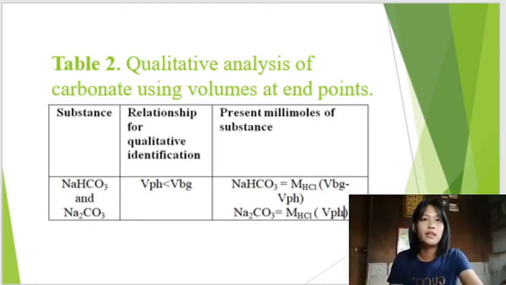Table 2 shows the qualitative analysis of carbonate using volumes at endpoints. So based on the experiment, we use the relationship for qualitative identification: the volume of HCl delivered using the phenolphthalein is less than the volume of HCl delivered using the bromocresol green indicator. So we use the formula on the table to compute the millimoles of the substance present in the mixture.